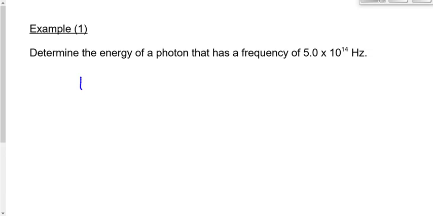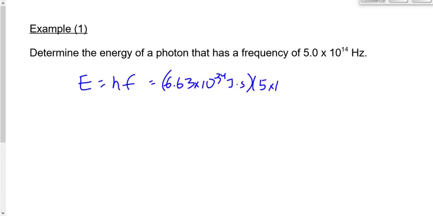We got an equation. E is equal to H times F. What's the value of H? Depends. What do you want it to be? Well, if I make it 6.63 times 10 to the minus 34 joule seconds, multiply that by the frequency of 5 times 10 to the 14 hertz, I'm going to get an answer of 3.3 times 10 to the negative 19.